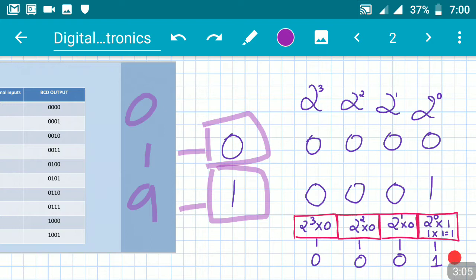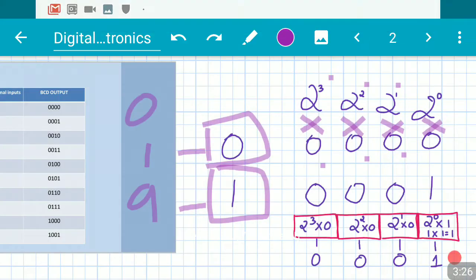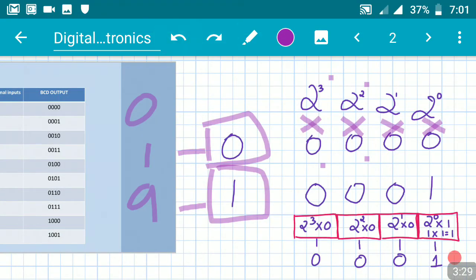Now, how it is going to be 0 0 0 0 is that you need to multiply this 0 with the above numbers here. 0 into 2 to the power of 3 is 0, 0 into 2 to the power of 2 is 0, 0 into 2 to the power of 1 is 0, 0 into 2 to the power of 0 is 0. So after multiplying all these numbers, you need to add those numbers. 0 plus 0 plus 0 plus 0 is going to be equal to 0 only.